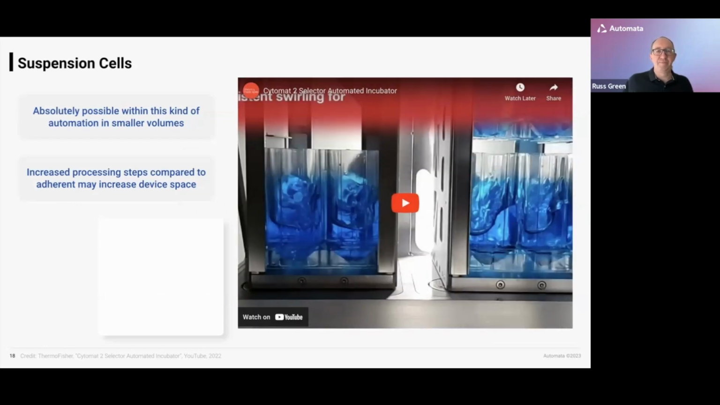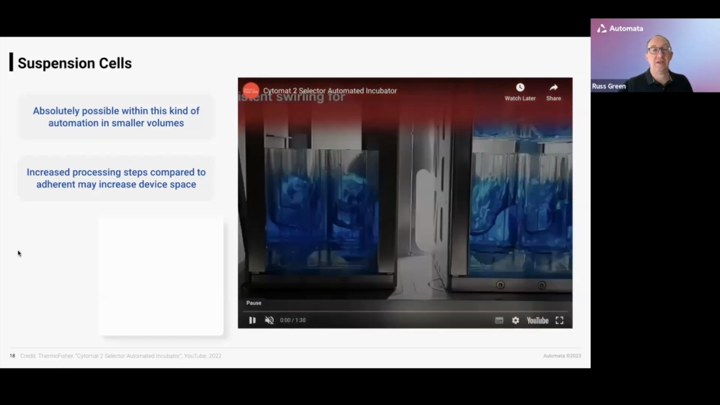So, coming back to suspension cells really briefly. I do want to make the point that in many cases, at a certain scale, automation of suspension cell culture is absolutely possible within these kinds of systems. Just because we were using Erlenmeyer flasks before doesn't mean that we can't think about shifting to something that is an SBS footprint. There are greater challenges, but they're not insurmountable.